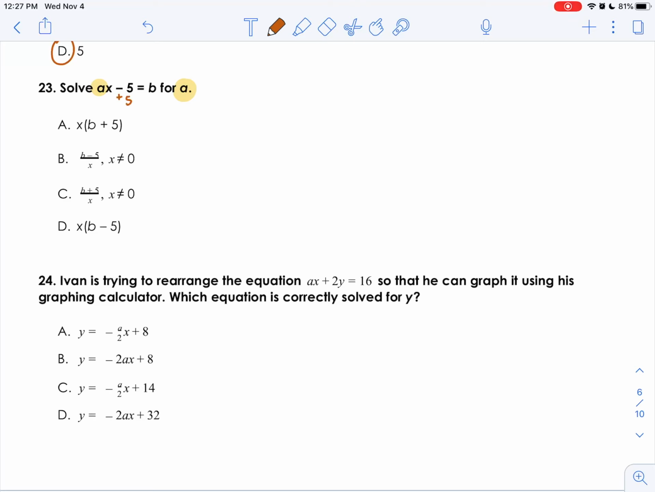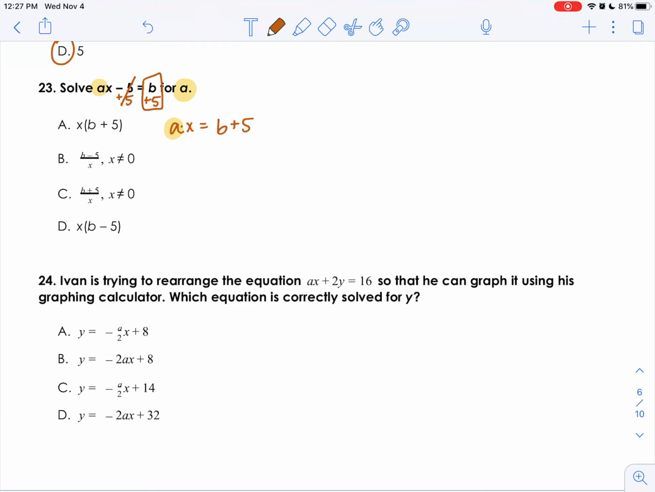So the first thing I'm going to do is move the 5 out of the way. So I'll add it to both sides. Negative 5 plus 5 cancels, leaving me with ax equals b plus 5. Those are not like terms, so I just write it down. B plus 5. Now I'm trying to get a by itself, so I want to get rid of the x.